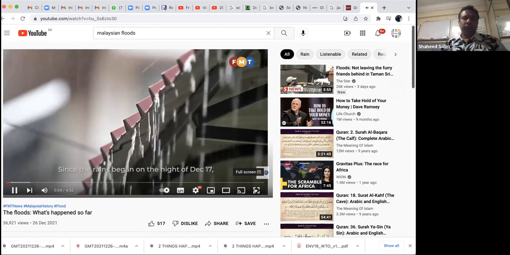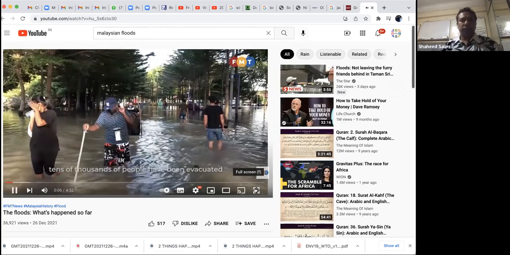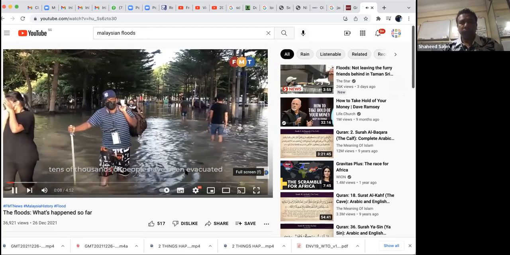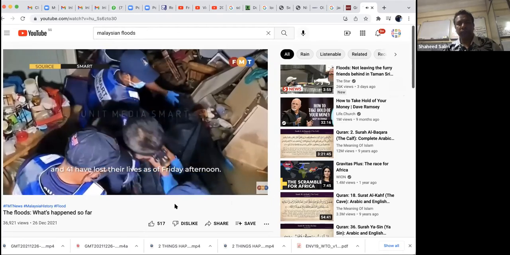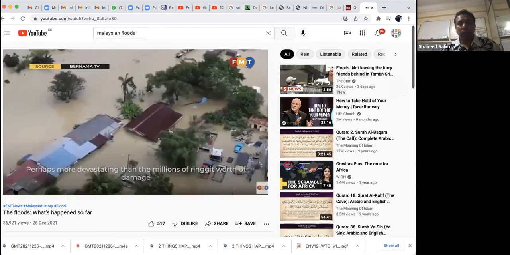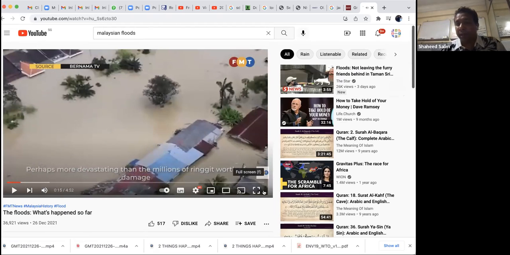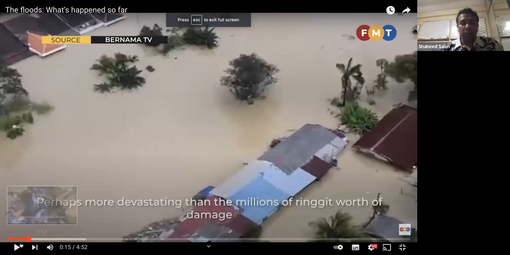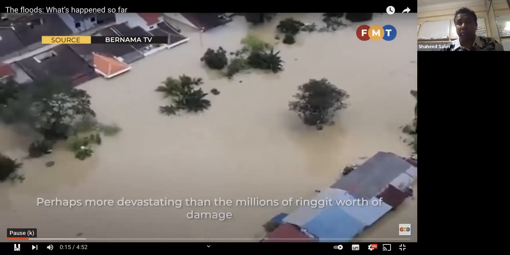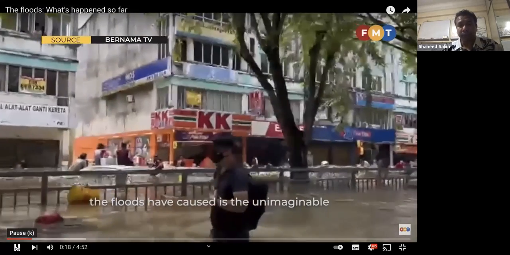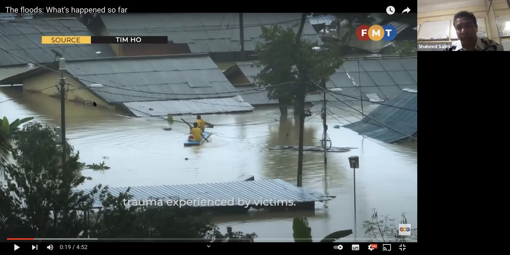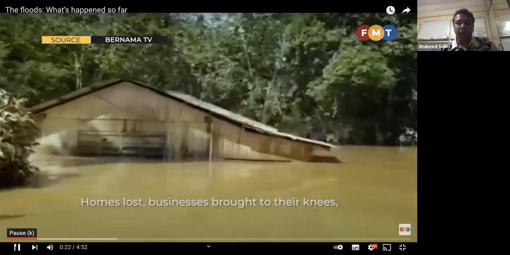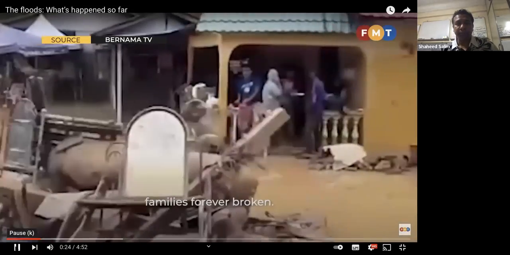Since the rains began on the night of December 17th, tens of thousands of people have been evacuated, and 41 had lost their lives as of Friday afternoon. Perhaps more devastating than the millions of ringgit worth of damage the floods have caused is the unimaginable trauma experienced by victims. You look at the water going up to the roof here. Some of them were sick, old people. They died because they cannot move. Homes lost, businesses brought to their knees, families forever broken.